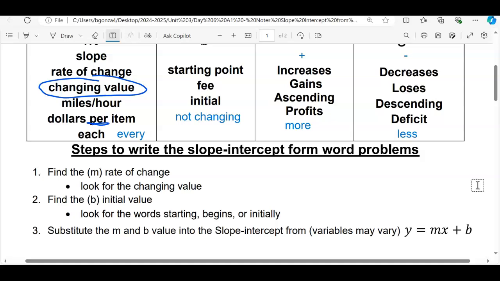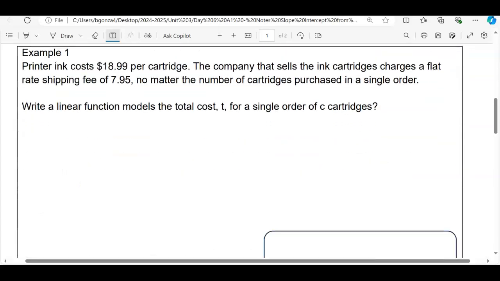Step 1, find the rate. You're going to look for a changing word like per. So look for a changing value. That's your slope. I'd put an M next to it. Then I'm going to find the number that is the non-changing amount. It's the initial value. It's where it starts or begins. That's going to be my B value. Once you know which number is M and which number is B, you just write it as y equals mx plus b. Okay? So let's go ahead and try example 1.